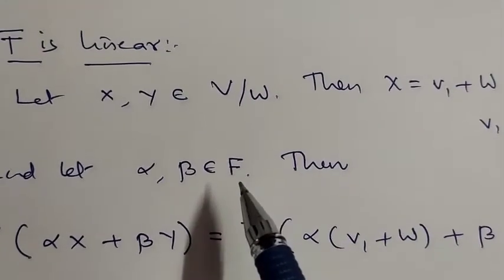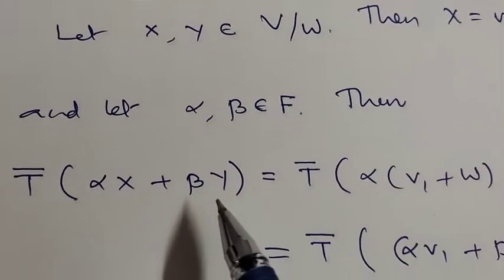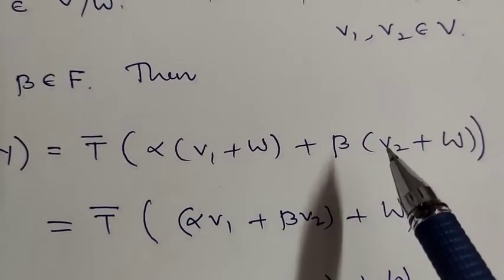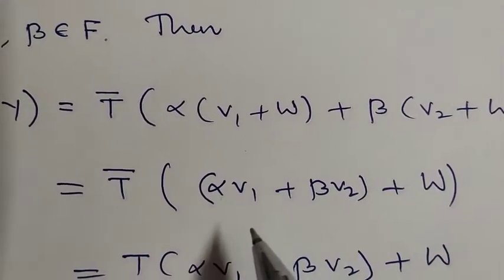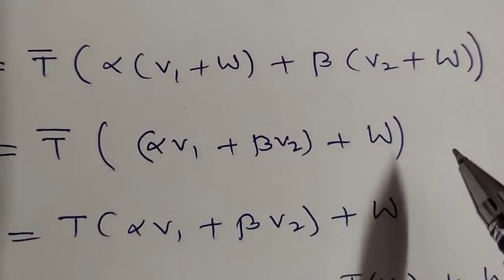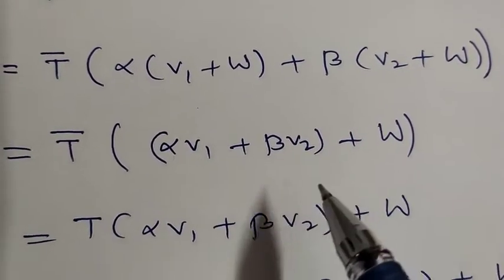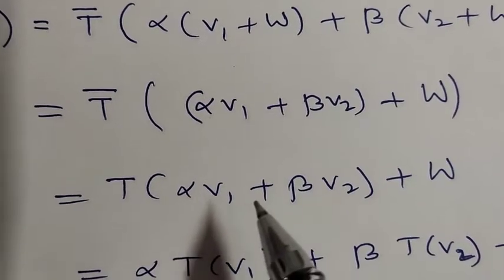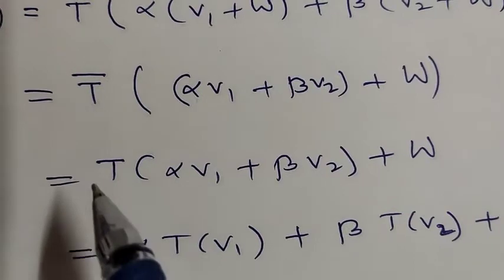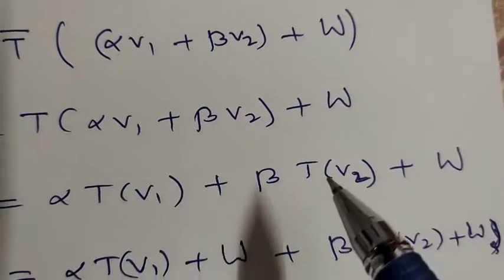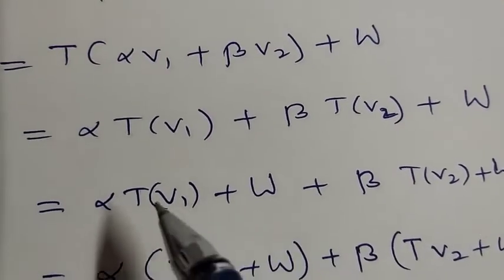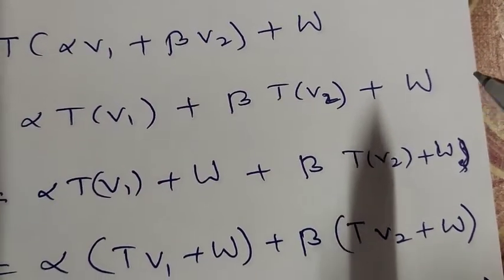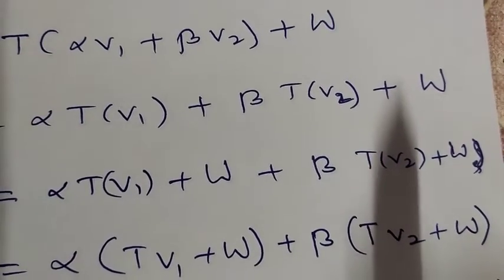Let alpha and beta be scalars. Then consider T bar of alpha x plus beta y. This is equal to T bar of alpha into (v1 plus W) plus beta into (v2 plus W), which equals T bar of (alpha v1 plus beta v2 plus W). By definition, T bar of (v plus W) is T of v plus W, because alpha v1 plus beta v2 is an element of V, since V is a vector space. So this is equal to T of (alpha v1 plus beta v2) plus W. Since T is linear, this is alpha into T of v1 plus beta into T of v2 plus W.